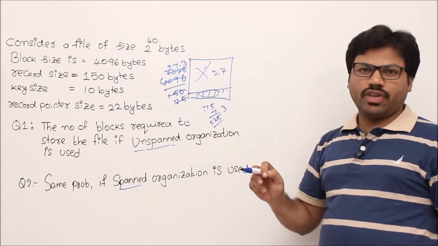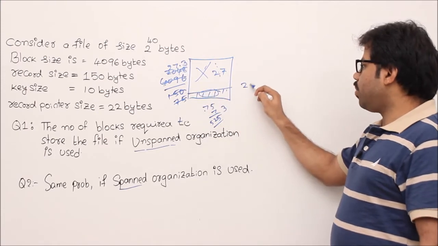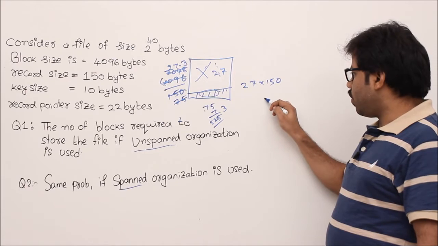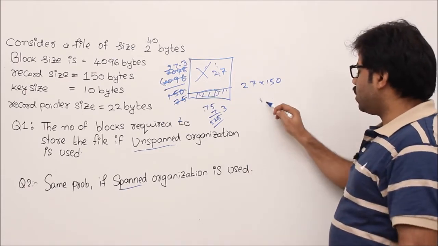How much space will be wasted, I will tell you. Since you are keeping only 27 records, just multiply 27 into 150. What do you get? 15 7s are 105. So 105.